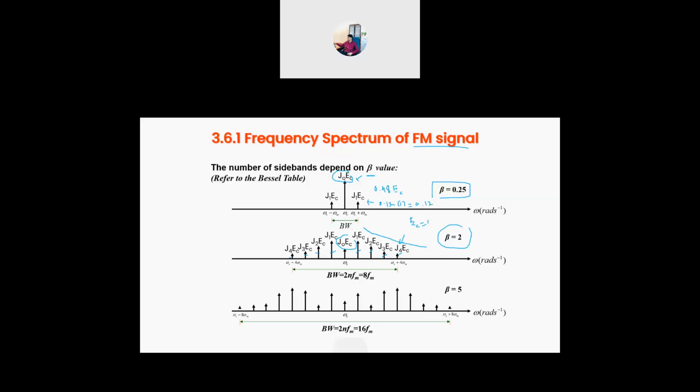And then the bandwidth calculation is 2NFM. Because your N is 4 in this case, 4 sidebands, so 2 times 4 times FM, so you're going to have 8 FM. For beta 5, you're going to have until 8 sidebands. So that's why 2 times 8, 16 FM, 16 sidebands.